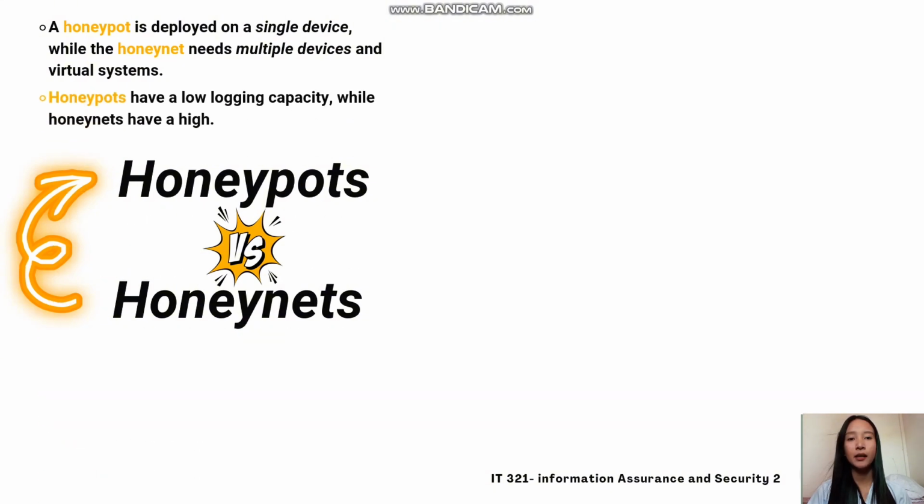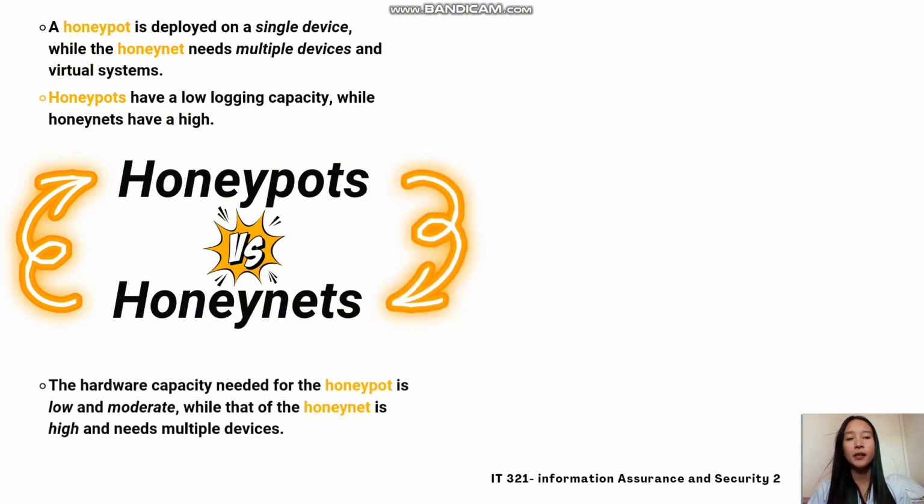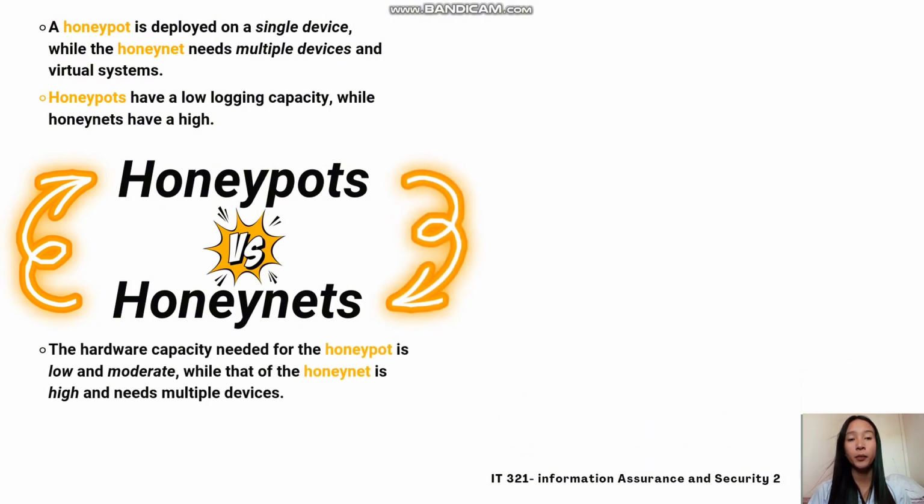Honeypots have a low logging capacity while honeynets have high, meaning honeypots can only record a limited amount of information about attacker activity, while honeynets can store a much larger volume of data. The hardware capacity needed for the honeypot is low to moderate, while that of the honeynet is high and needs multiple devices.